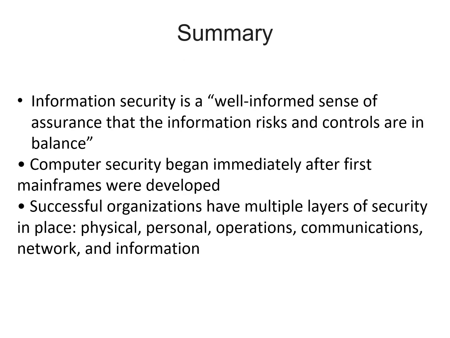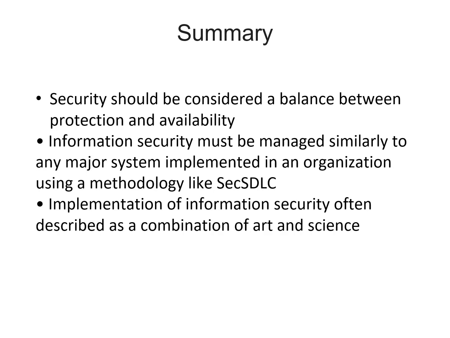Summary for Chapter 1. Information security is a well-informed sense of assurance that the information risks and controls are in balance. Computer security began immediately after the first mainframes were developed. Successful organizations have multiple layers of security in place: physical, personal, operations, communications, network, and information. Security should be considered a balance between protection and availability. Information security must be managed similarly to any major system implemented in an organization, using a methodology like SecSDLC. Implementation of information security is often described as a combination of art and science.